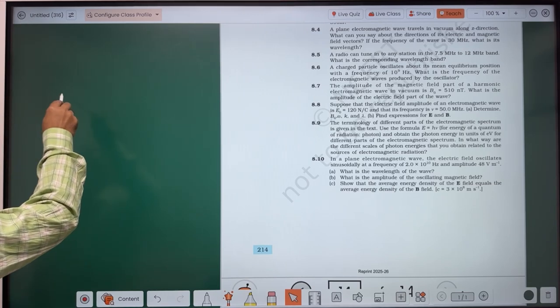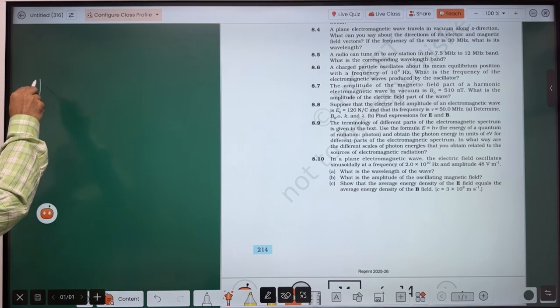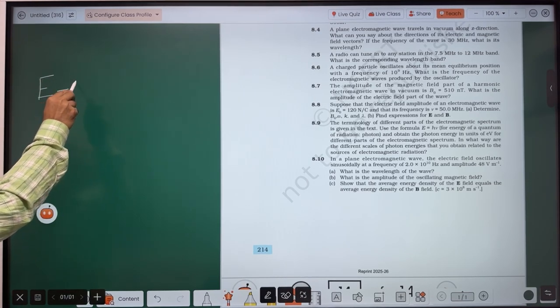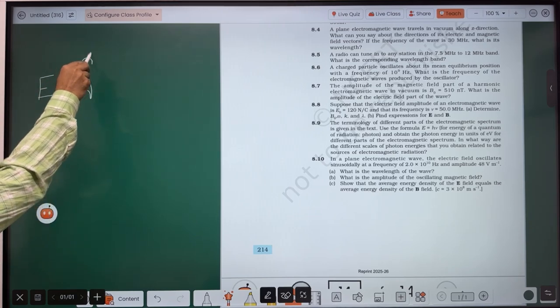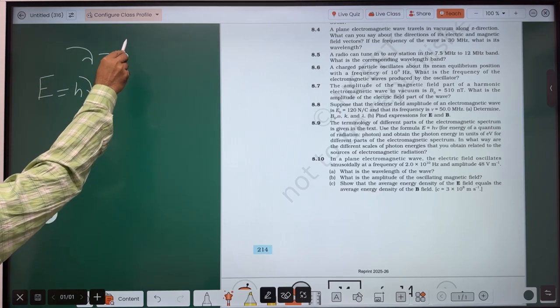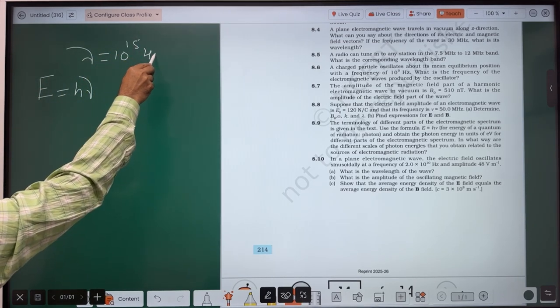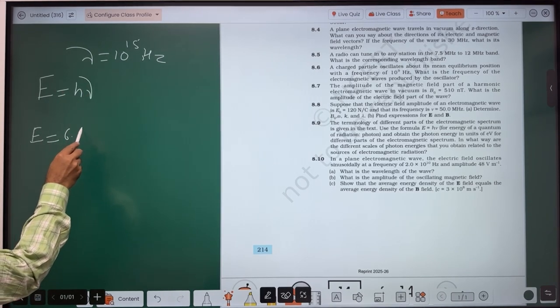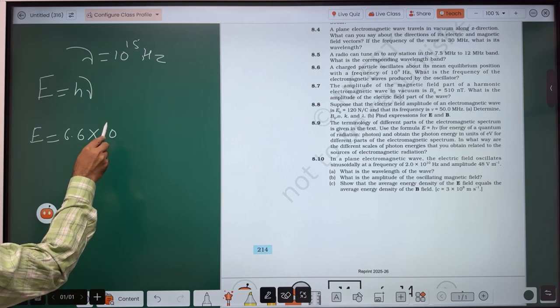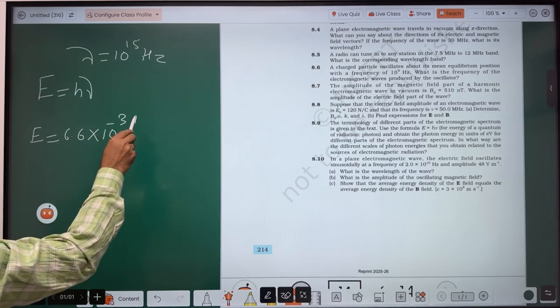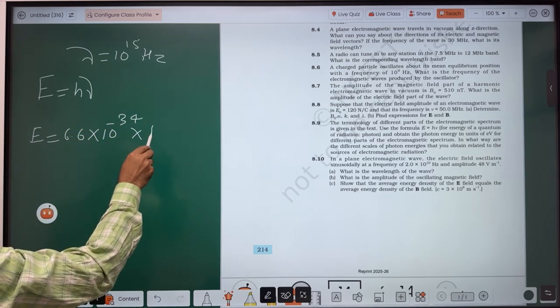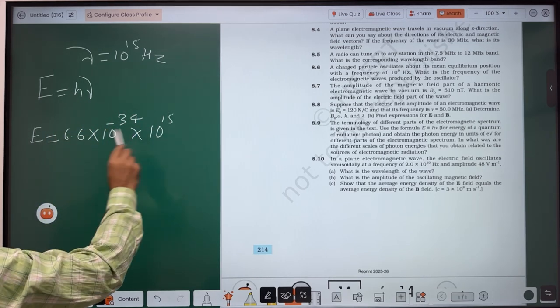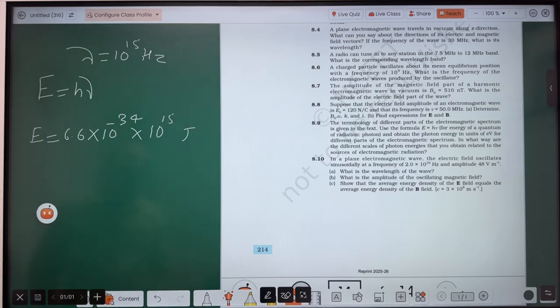Actually, what all you have to do, I'm giving one example. First of all, you will find E equal to h nu. Suppose nu is given as 10 power 15 hertz. Then what will be the energy? 6.6 into 10 to the power minus 34, the value of h, into 10 to the power 15 joule.